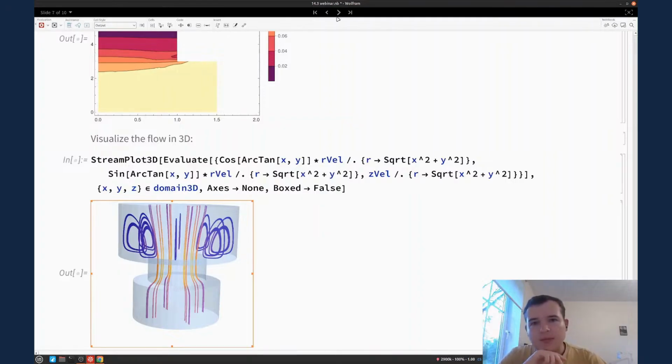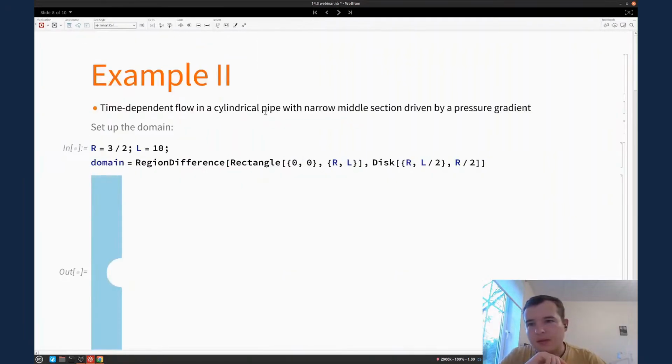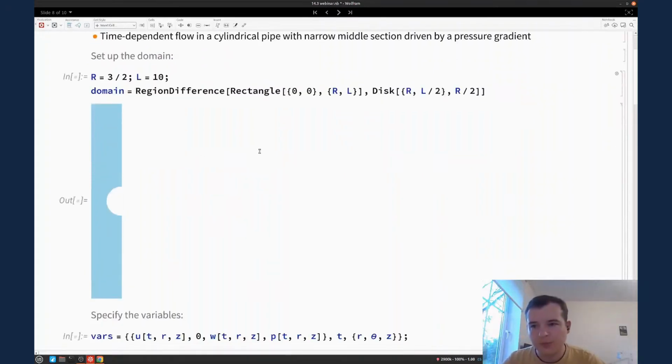A second example that I have here is time-dependent flow in a cylindrical pipe with a narrow middle section, and now it will be driven by a pressure gradient, not by an inflow. So this is the kind of domain that we are dealing with. Here on the left-hand side we have once again the axis of symmetry. So rotating this 2D domain around this edge would give us the fully 3D domain.